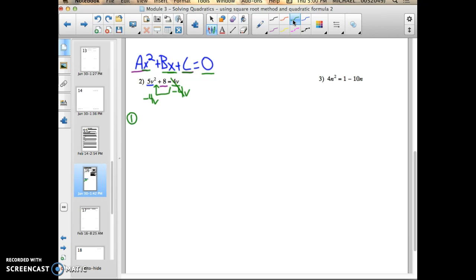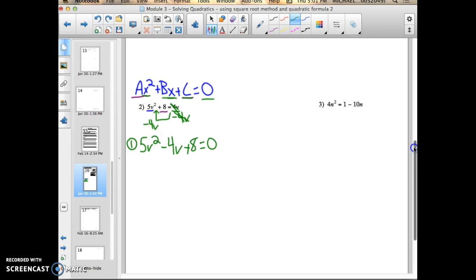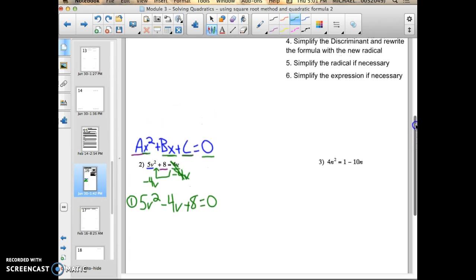So my first step, again, is to rewrite in standard form. 5v squared, my quadratic term, goes first. Then my linear term, negative 4v. And then my constant of 8. So I have rewritten it in standard form. And again, it equals 0 because the positive 4v and the negative 4v cancel each other out. So that is the first step. You need to be able to know how to do that even when you're factoring on the test, because chances are they won't always be written in standard form. You might have to move them around a little bit.